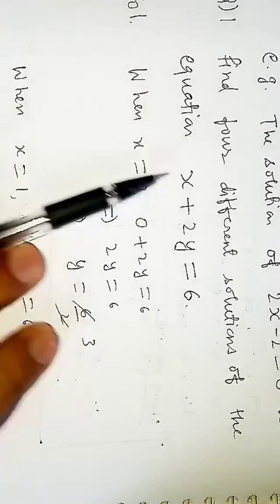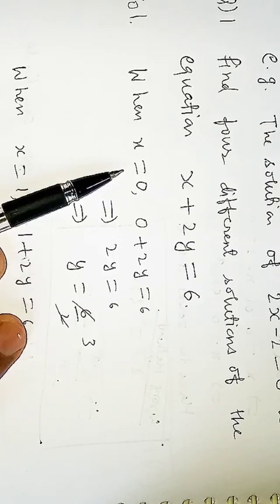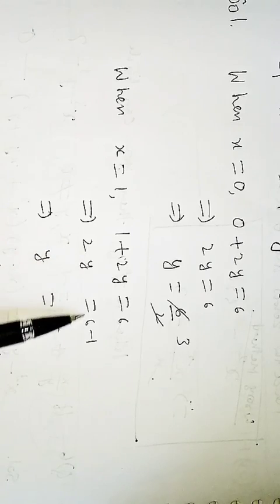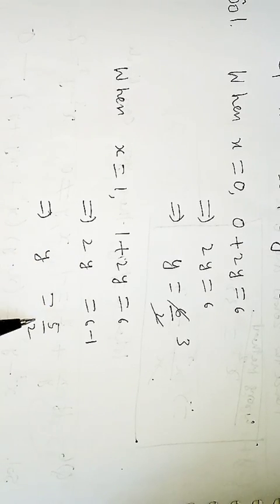We may take also x is 1. We take simpler values of x so that calculation will be easier. When x is equal to 1, 1 plus 2y is equal to 6. This implies that 2y is equal to 6 minus 1, so y is equal to 5 by 2. Here this is another solution, 1 comma 5 by 2.